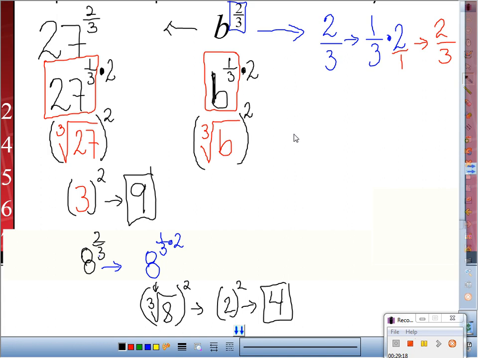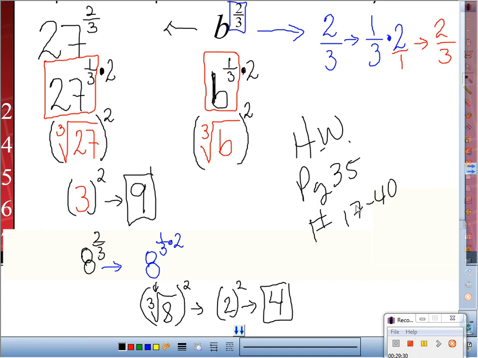That is correct. Tonight's homework is found on page 35, numbers 17 to 40. So basically, you're going to finish that page up today. Okay? Those of you that already did half, so you only have half for homework.